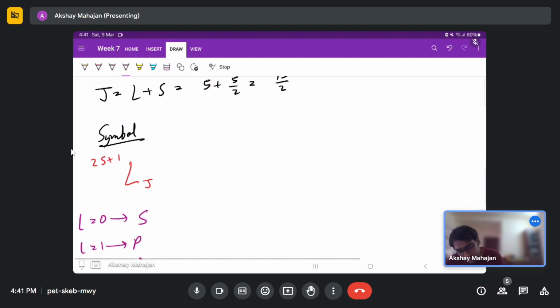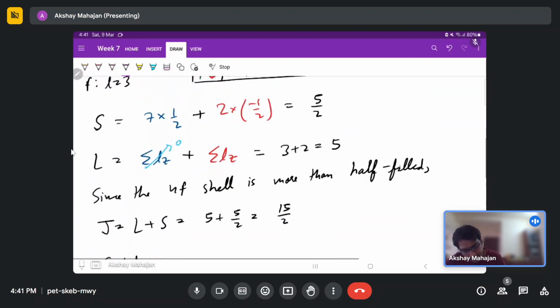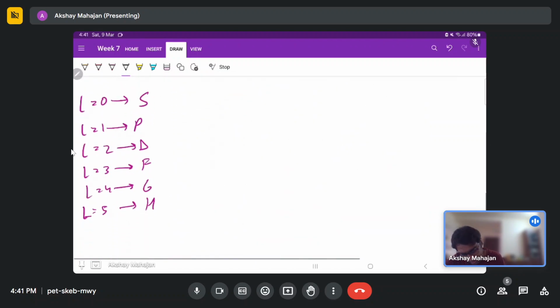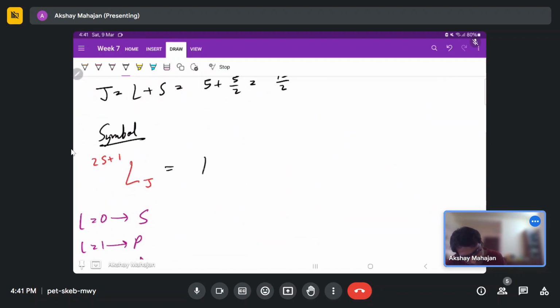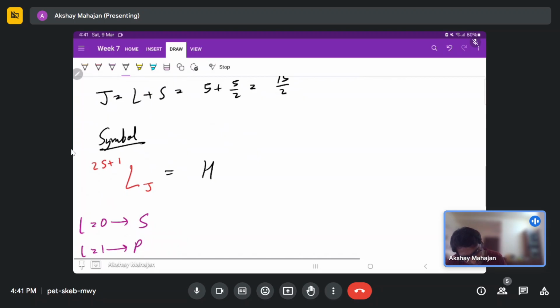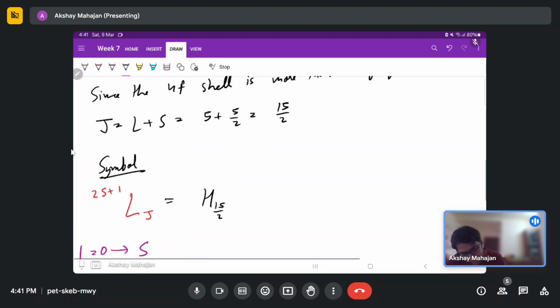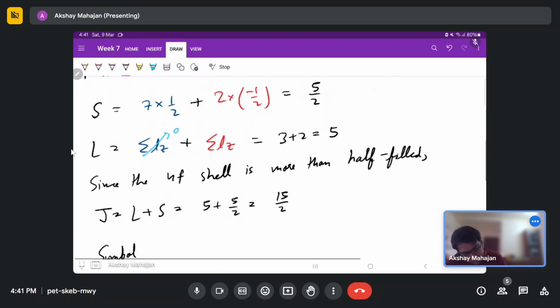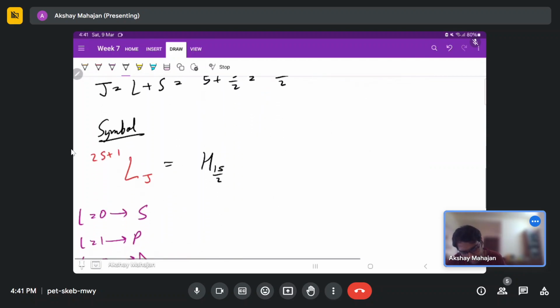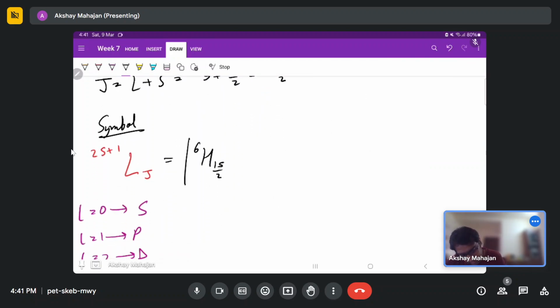Here, L we have found is 5. So L equals 5 means H. J is 15 by 2, and S we have found is 5 by 2. So it will be 5 by 2 times 2, 5 plus 1, 6. So the ground state symbol will be 6H, 15 by 2.